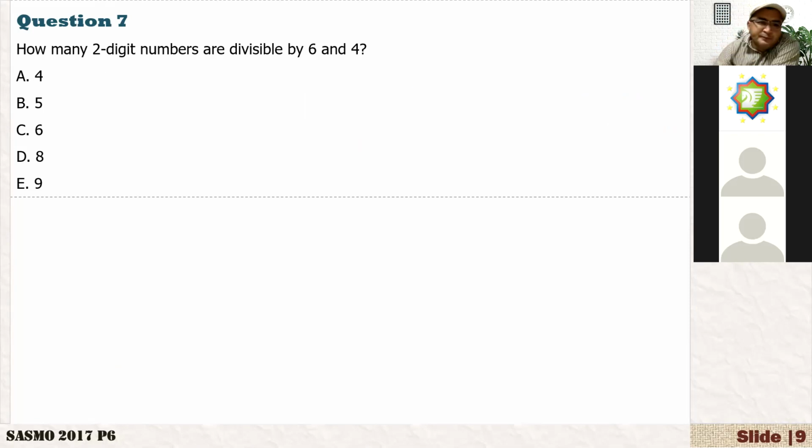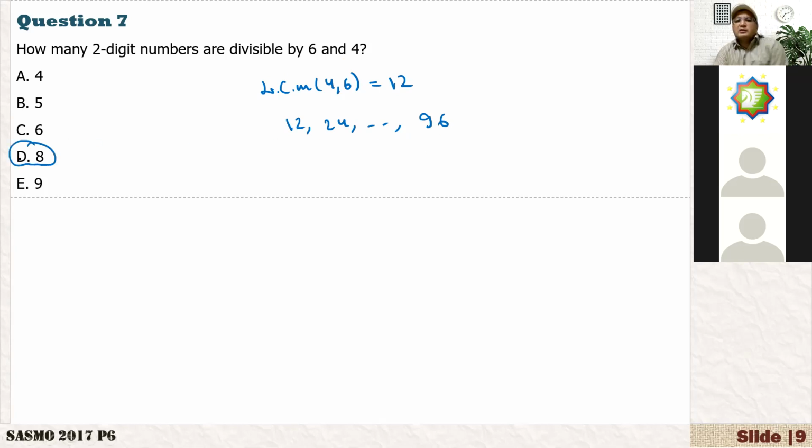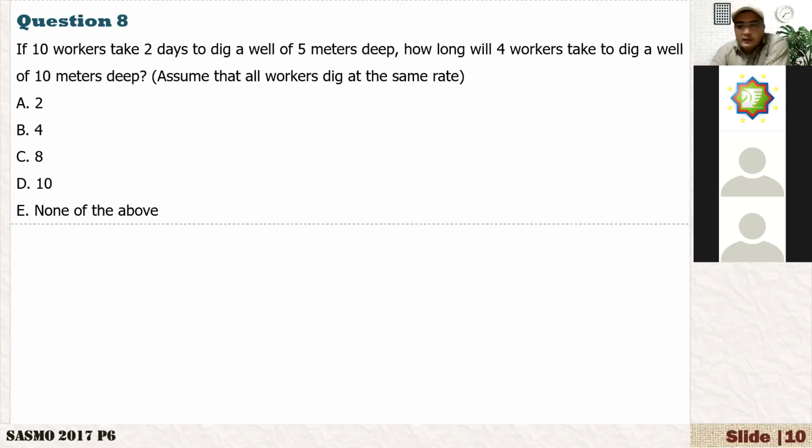Okay, good. Because actually, what numbers are divisible by 6 and 4? The least common multiple of 4 and 6 is 12, right? So the two-digit numbers are 12, 24, up to 96, right? So how many numbers? It is 8. So there are 8 two-digit numbers which are divisible by 6 and 4. Very good.